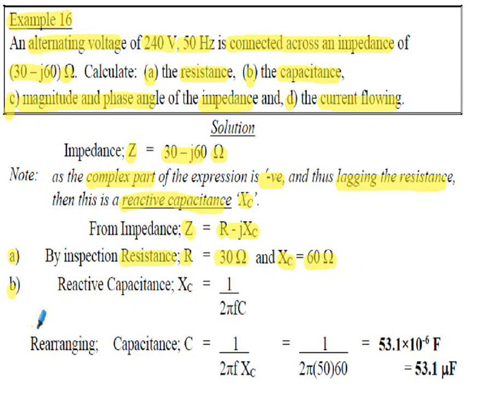Part B, we're asked to find the capacitance. So knowing the reactive capacitance XC is 1 upon 2 pi FC, we can rearrange the equation to find the capacitance C. That's 1 upon 2 pi F XC. Putting in the values, that's 1 divided by 2 pi multiplied by 50 multiplied by 60, which evaluates to 53.1 times 10 to the minus 6 farads, or 53.1 microfarads.